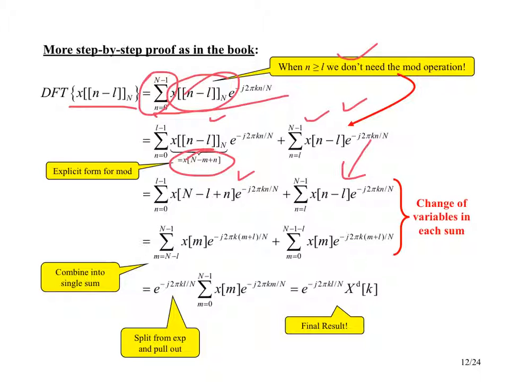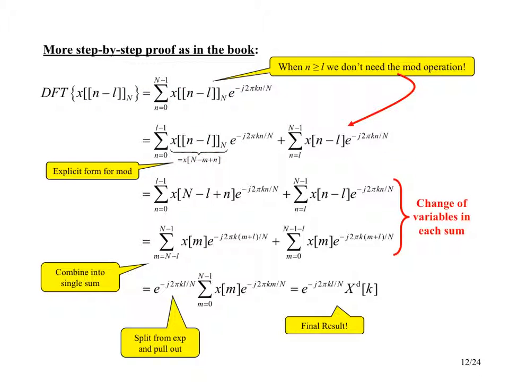And so now all we're going to do is do a change of variables. Let me clear some of this stuff off here. So if we do a change of variables in each of the sums, so this one we're going to just change so that instead of going from L to n minus 1, we're going to go from m equals 0 up to n minus 1 minus L. In other words, we're going to let m be equal to n minus L. And so that's how that one changes.